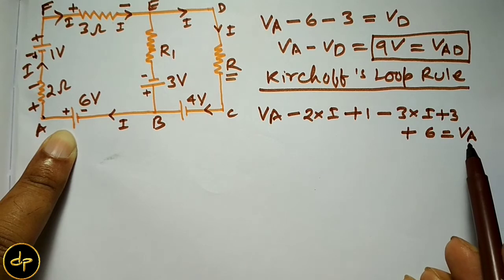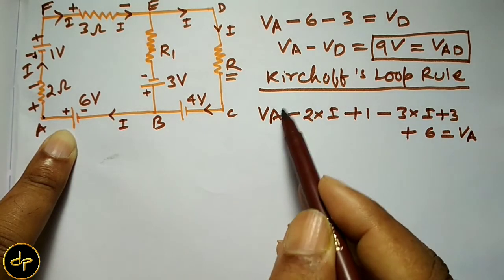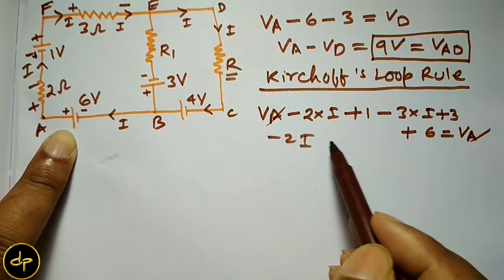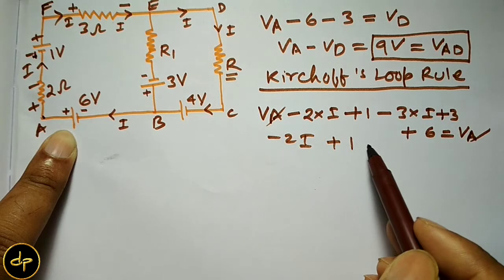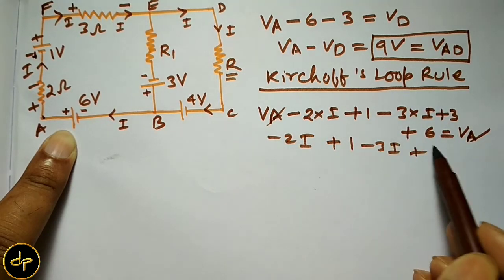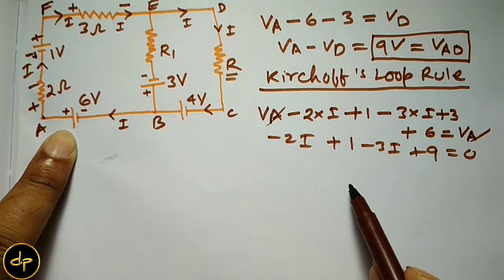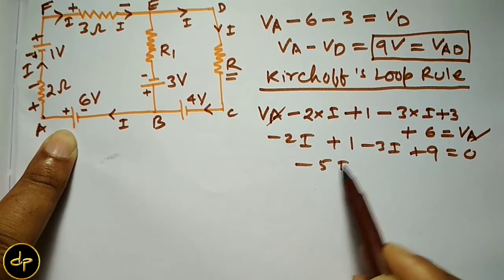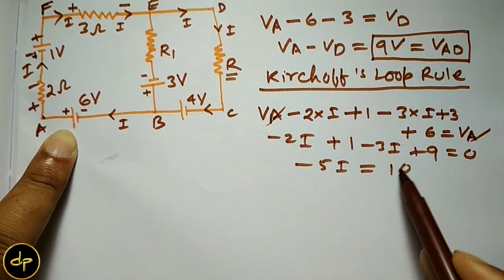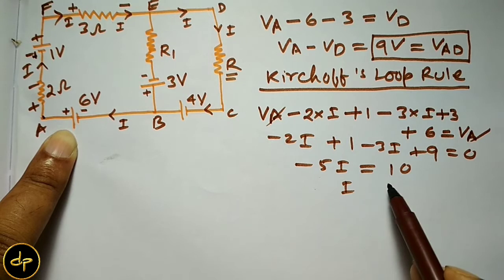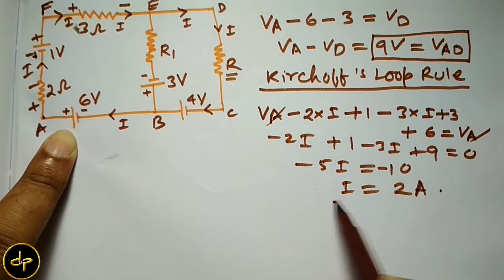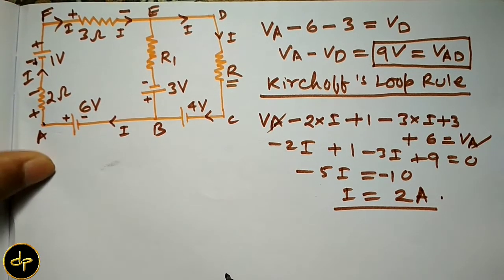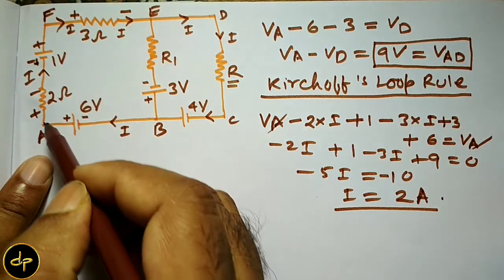Now we can write: VA and VA cancel, and this becomes minus 2I plus 1 minus 3I plus 9 is equal to 0. So this gives minus 5I is equal to minus 10, and so the current is 2 ampere. So 2 ampere current is flowing, and now we can move to find the potential of D on this part.